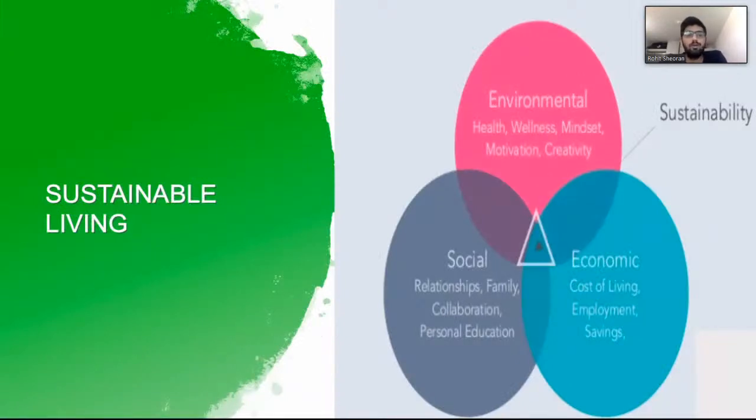Now we're going toward sustainable living. What exactly is meant by sustainable living? Sustainable living is a lifestyle that aims to reduce one's environmental impact in a way that ensures sustainability both on earth and for the person. It also depends on the three spheres: environmental, social, and economic. The common part of these spheres is considered sustainable living.